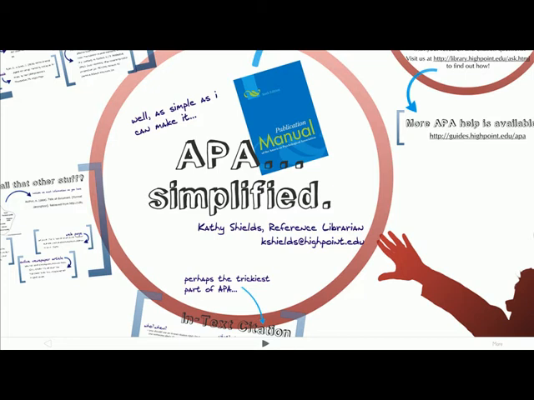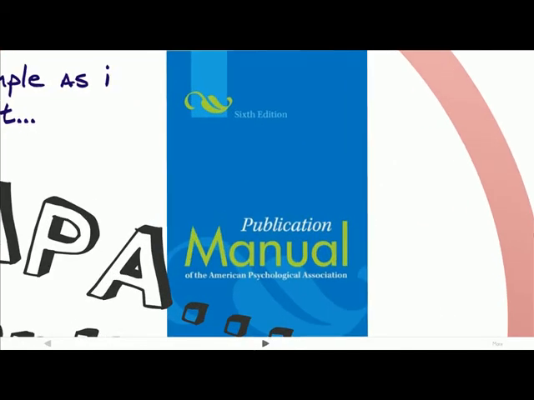APA is the citation style of the American Psychological Association and has been adopted by many other disciplines. For the full APA style rules, you can consult the style manual, but this is APA simplified, so I'm going to cover the highlights to help you get started.